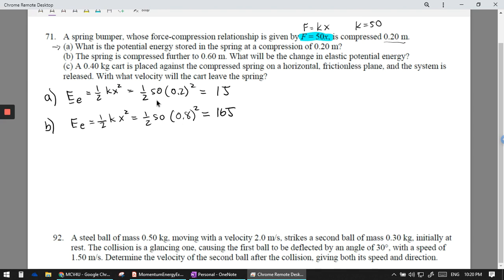At 20 centimeters, it had 1 joule of energy. And now the change in elastic potential energy is the difference between these two, right? And so we're talking, it's going to be a total of 15, right? So the answer to part B is going to be 16 joules. Well, let me write it out.